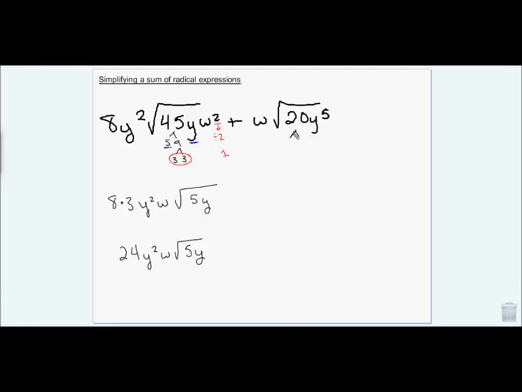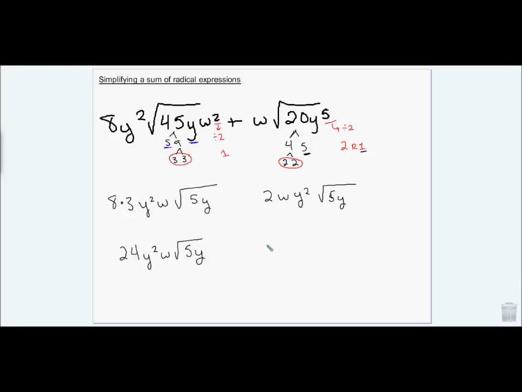Over here, 20 is 4 times 5, and 4 is a perfect square. It's 2 times 2. So I can pull out a 2. On my y I have a 5. I'm going to divide that by 2, and I'm going to get a 2 with a remainder of 1. That means I can pull out a 2. There's already a w there. And I can pull out 2 y's. And what's left behind is a 5 and this 1 y, so I have 5y.